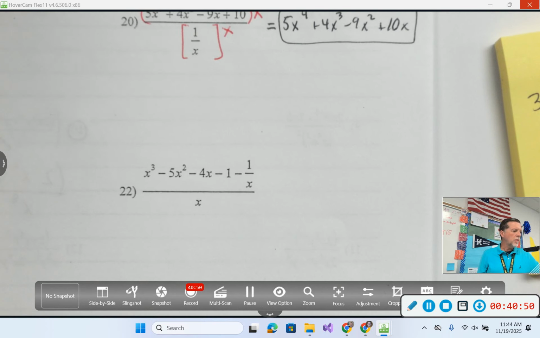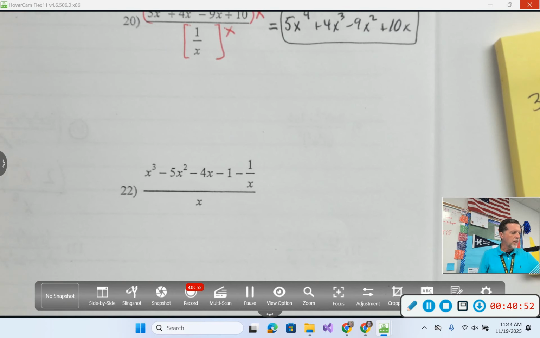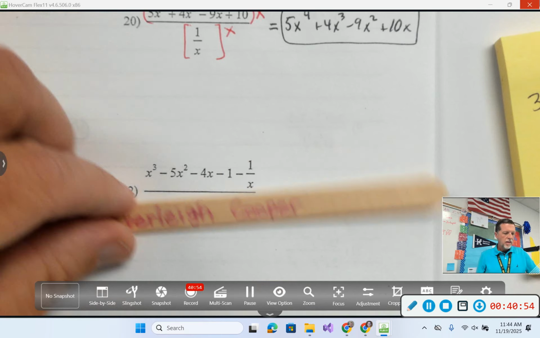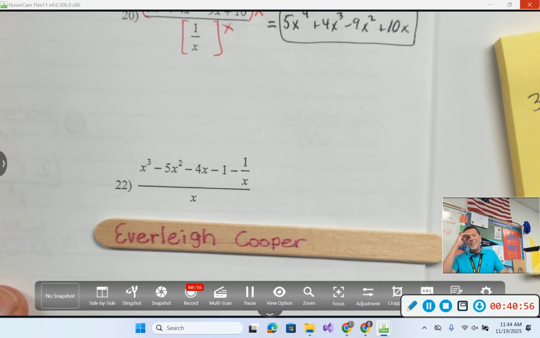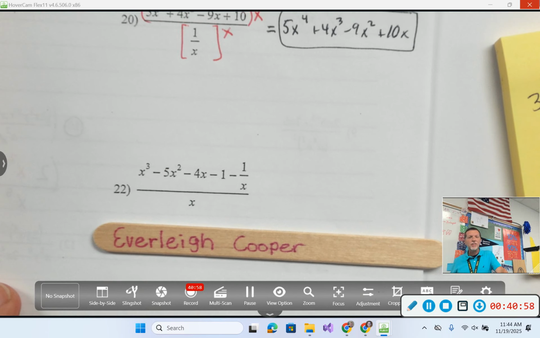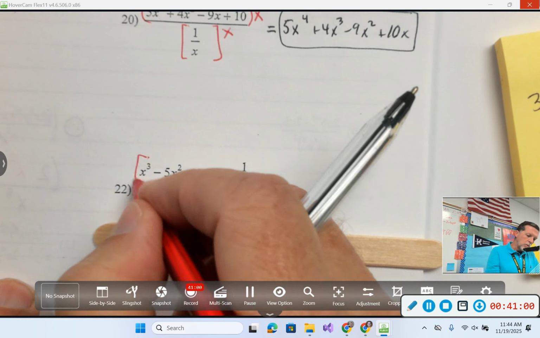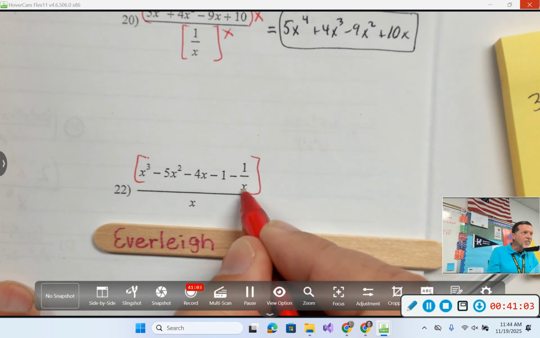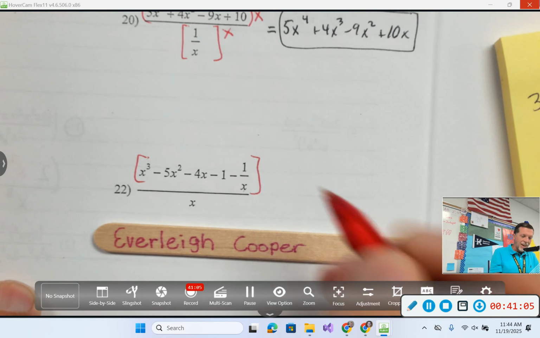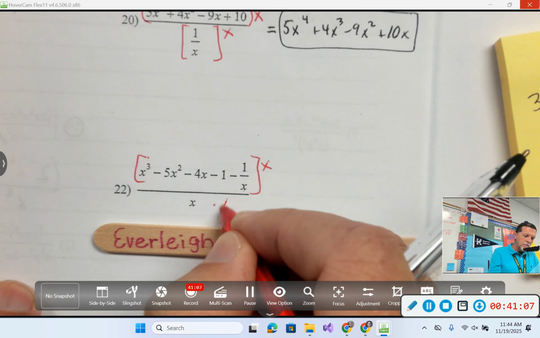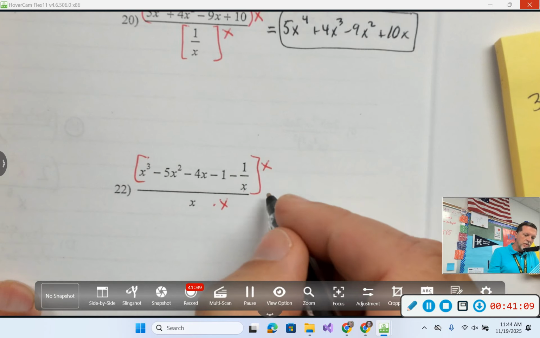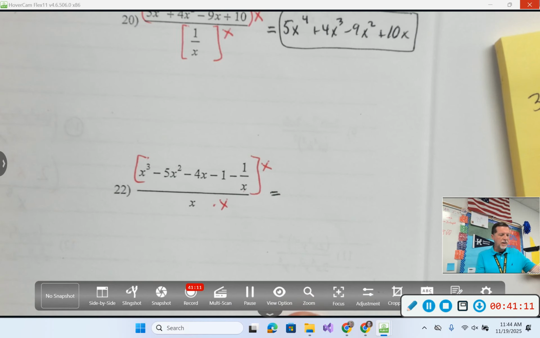$22. Same. I'll try to get through everybody here. Everly, 22 has kind of the same issue as number 20, like a fraction in a fraction. So what would you like to multiply by that would cancel that x? X. But you got to do top and bottom. So this time the bottom's not going to go away.